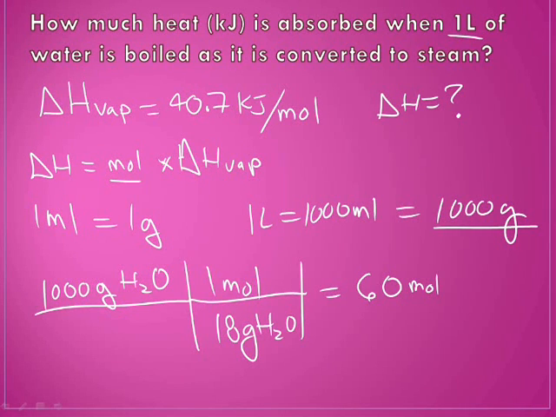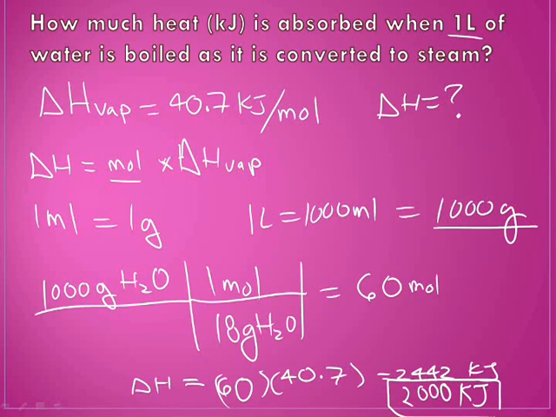It's kind of interesting. Now from that, we can get our delta H equals moles, which is 60, times 40.7. And then with our sig figs, we have 2,000 kilojoules. That's how much heat is absorbed. We only have that one sig fig to start with.